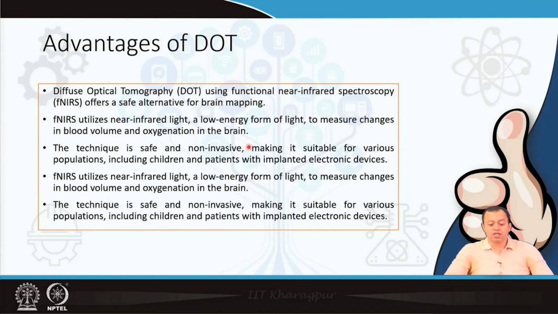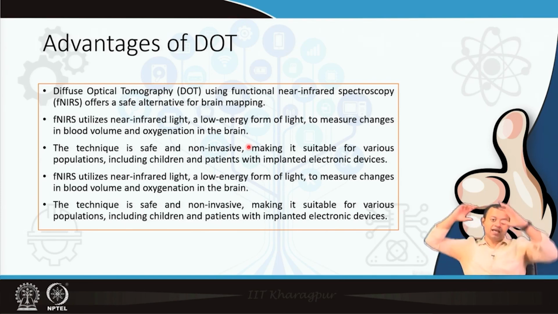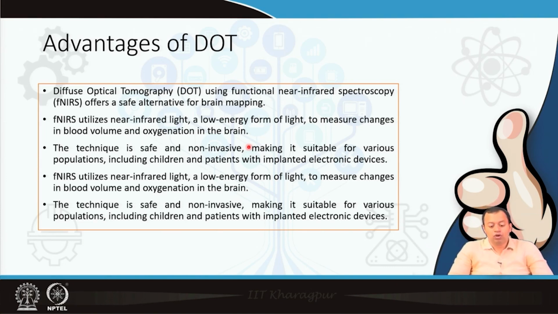So, what are the advantages of DOT? DOT is a specific type of OCT, diffuse optical tomography, or DOT imaging. DOT uses functional near infrared spectroscopy. We have discussed NIRS, near infrared spectroscopy. Here imagine the same thing, NIRS, at all different slices, different angles, and then reconstructing it. We have discussed NIRS, right. So, DOT uses functional near infrared spectroscopy. It offers a safe alternative for brain mapping.